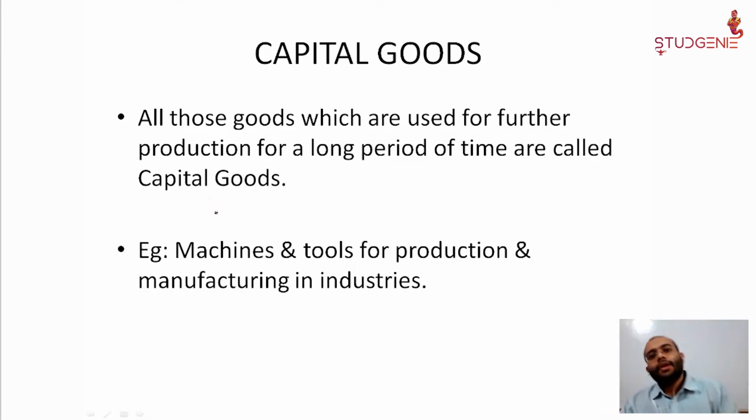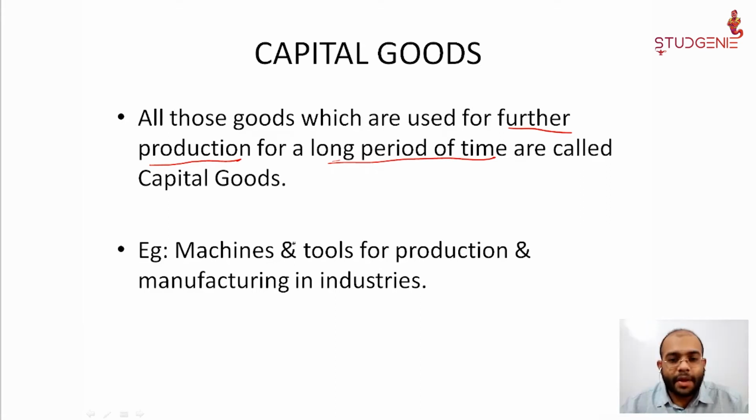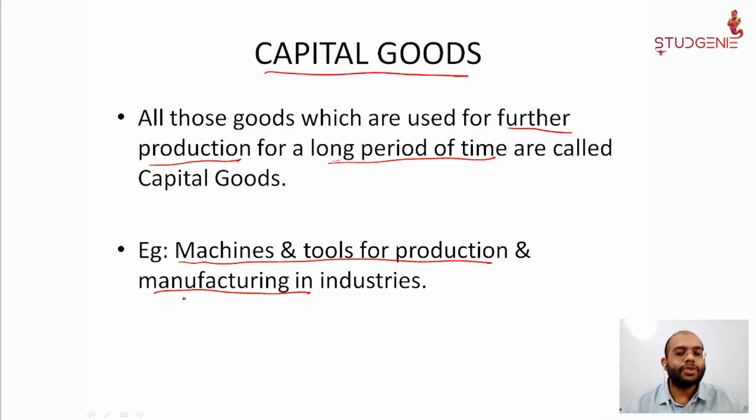Capital goods, all those goods which are used for further production for a long period of time are called capital goods. For a long period of time, further production for a long period of time, then they are called capital goods. As I have told you, the machines and tools utilized in factories for production and manufacturing industries, right? So they are called capital goods.